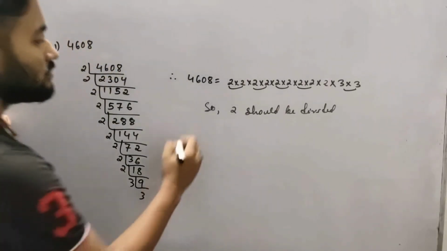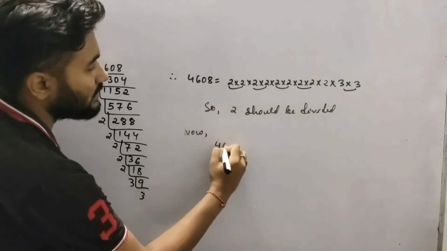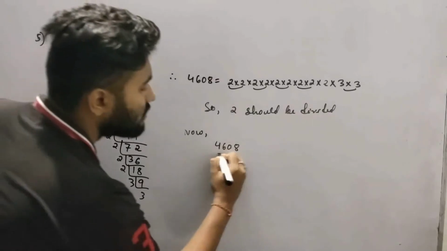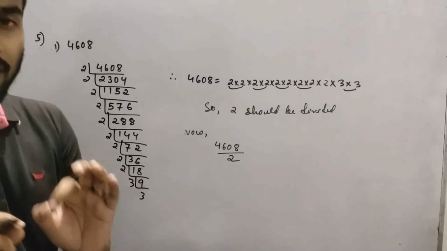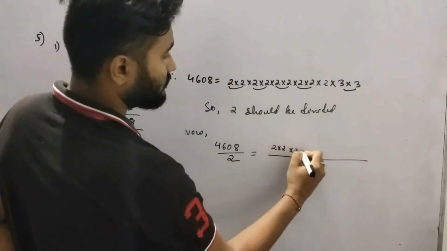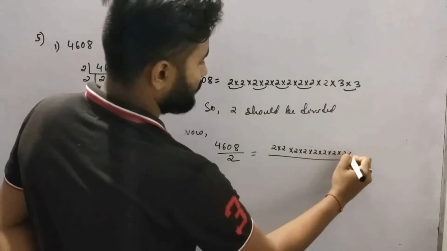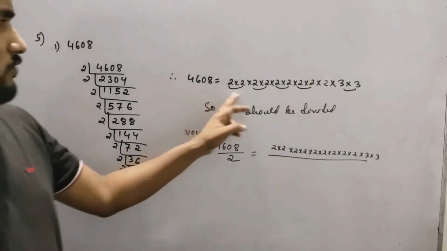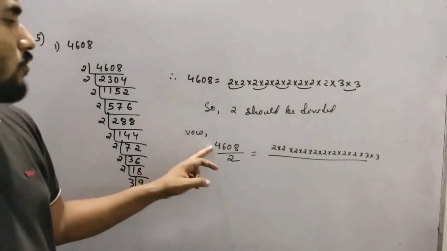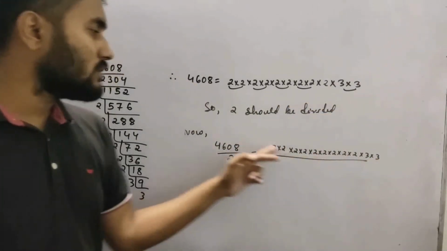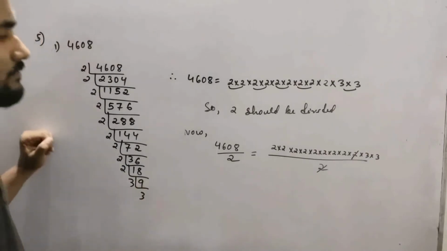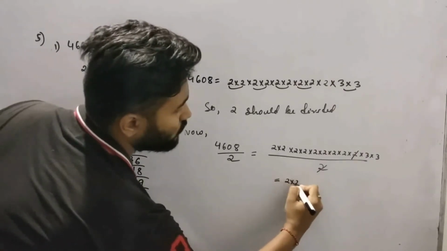So again we have to do the same process. What should be divided? 2 should be divided. So divided by 2. Here also divide by 2. So 4608 divided by 2. Now if I cancel this 2 and I cancel this 2, what will remain? That 2 into 2.